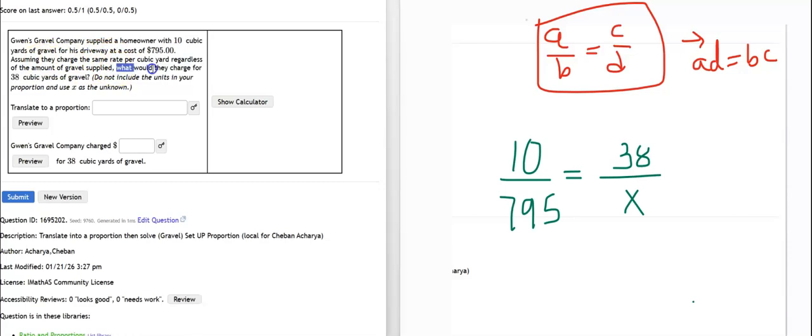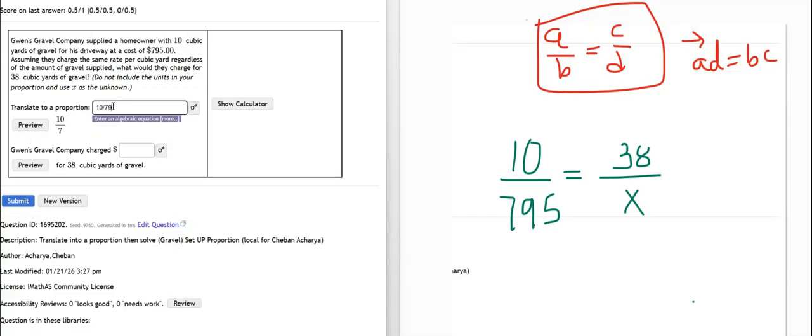So what would they charge? They would charge X amount of dollars. Okay. So that's the proportion equation. You type here exactly 10 divided by 795 equals 38 divided by X. Okay, that's what I want, correct?